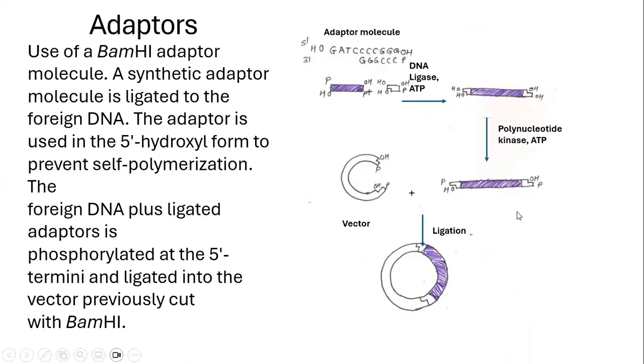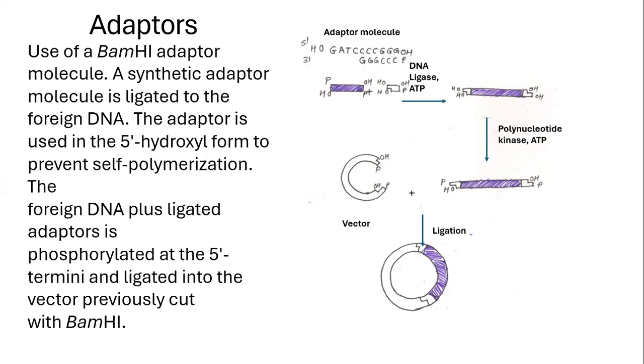Next, we have adapter molecules. Adapter molecules are molecules which contain preformed cohesive ends. In the previous example, that is linkers, we have seen that they don't have preformed cohesive ends. They basically have blunt ends, and they can help with the cloning reaction by ligating them to either end of the insert molecule.